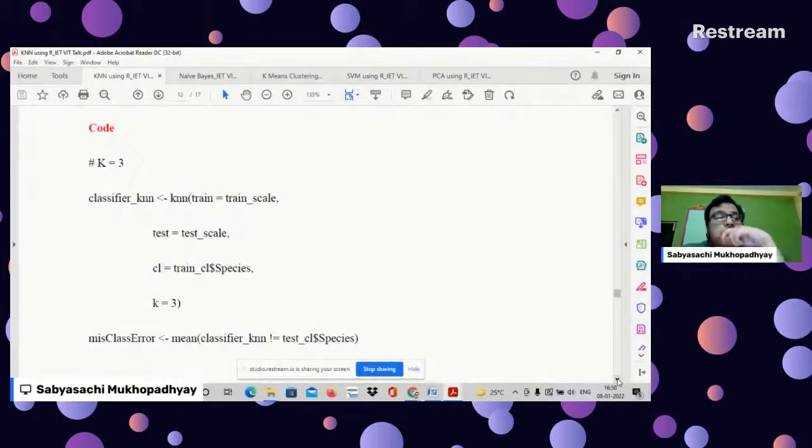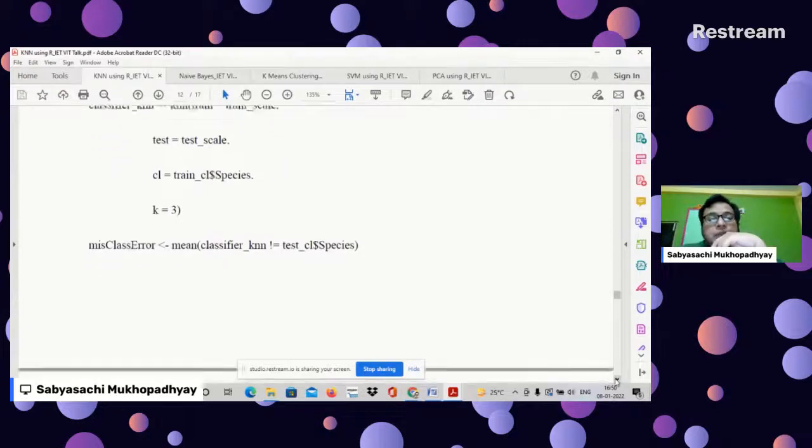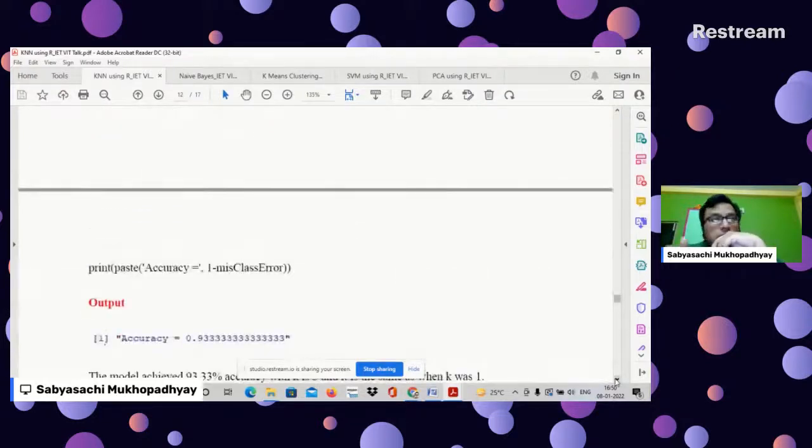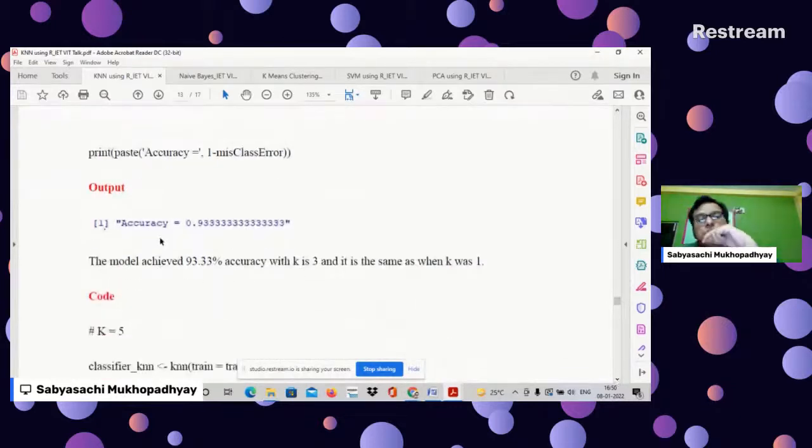So how can you do that for k equals to 3? In a similar way, you will write the code. Every step will remain the same, only you will change the value of k. In the first example, we did it with k equals to 1. In the second case, you will do it for k equals to 3, and then you will store the result in misclassification error. Same steps will be repeated; we are not doing anything new, only changing the value of k. Once you change it to k equals to 3, you also get accuracy equals to 0.9333 something, that means 93.33% for k equals to 3 as well.